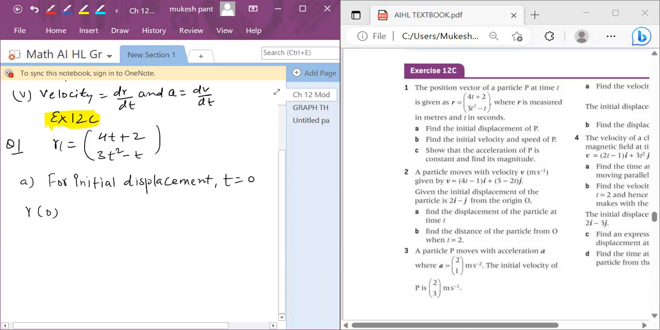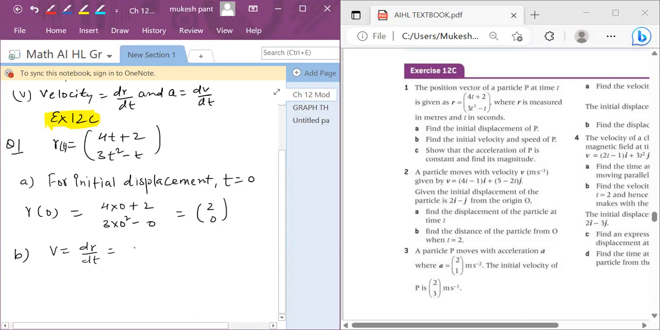So you can use this r(t), and find out r(0). r(0) equals 4 times 0 plus 2, 3 times 0 squared minus 0, right? So this becomes (2, 0). So this is the initial displacement. Part B, find the initial velocity. So velocity we know this one, v equals dr over dt.